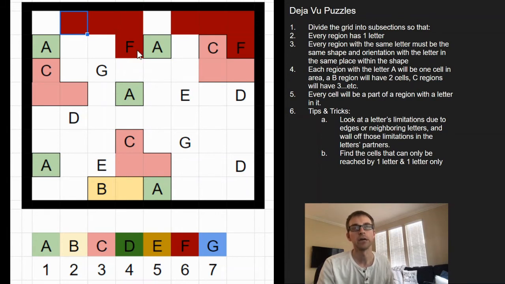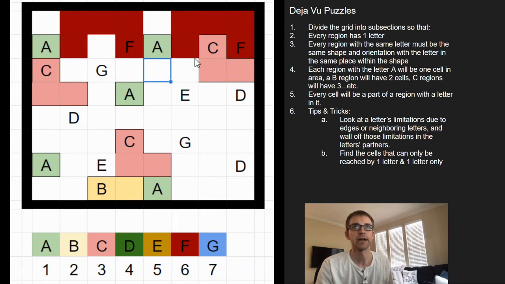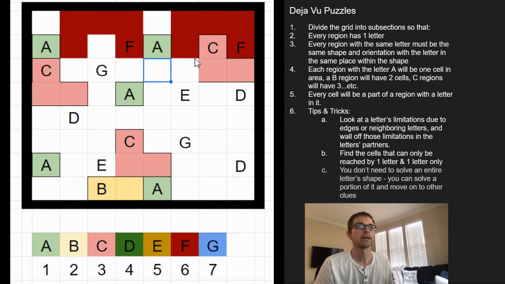We need 2 more. Now, if you think about it this way, this F here, at most, can go to the right one more. So then it has to come down for an extra one. So we can draw that in. And you can see what I'm doing is I'm not finishing the entire shape all at once. And that's kind of my last clue, is that you don't need to solve the entire shape. You can solve a portion of it and then maybe move on to another letter and come back to it once you have more clues.